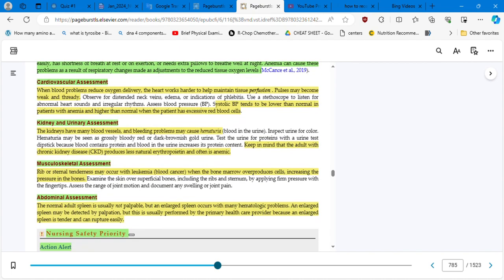Cardiovascular assessment: when blood problems reduce oxygen delivery, the heart works harder. We spoke about that. Systolic BP tends to be lower than normal in patients with anemia and higher than normal when the patient has excessive red blood cells. So you have your systolic, your normal is 120/80. You're going to have your systolic probably 90, 100 with anemia, and it is going to be high when you have excessive red blood cells.